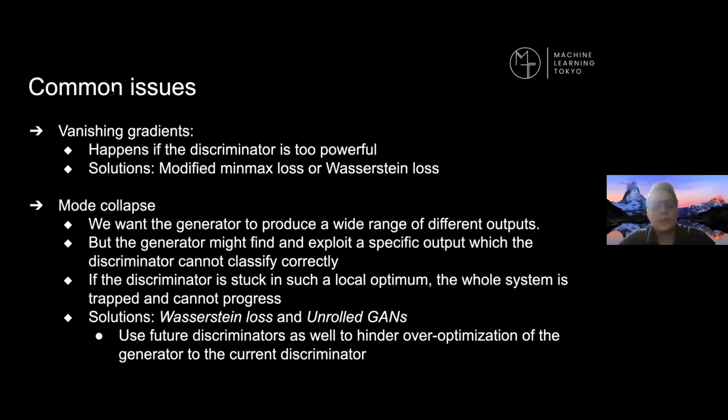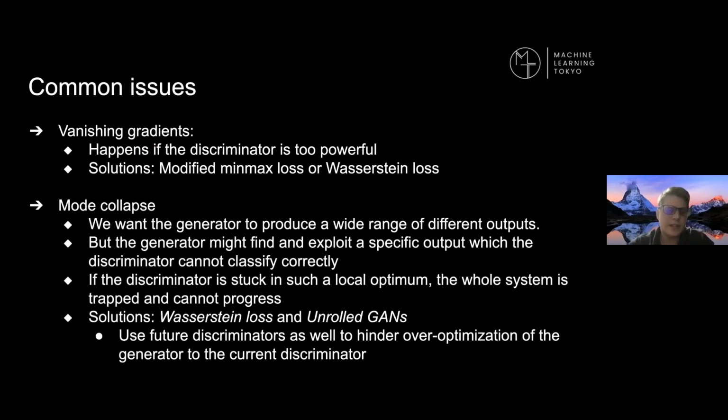And there are three very common issues with GANs. The first one is the issue of vanishing gradients, which I think we talked about in one of the first few sessions. This can happen if the discriminator is too powerful from the beginning, because then the information cannot really flow back to the generator. The proposed solutions are to use a modified min-max loss function or the Wasserstein loss. But unfortunately, I'm not very familiar with these, so I'm just going to leave it as it is for now.